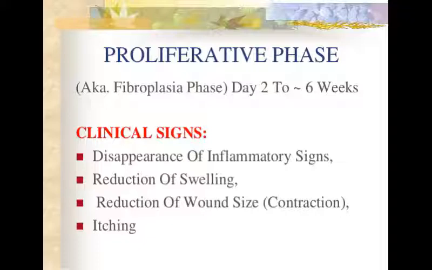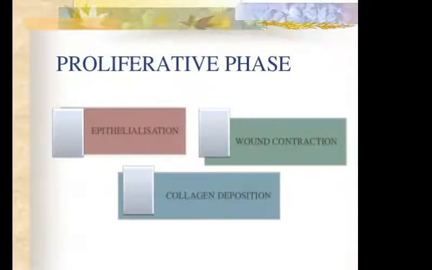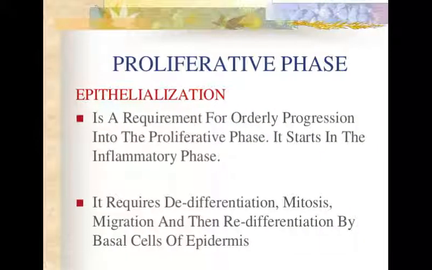Clinical signs are the disappearance of the inflammatory signs, reduction of the swelling, reduction of the wound size, contraction and itching. Key elements are the net collagen synthesis, increase in wound tensile strength and scar formation. It has 3 subdivisions: epithelialization, wound contraction and collagen deposition.